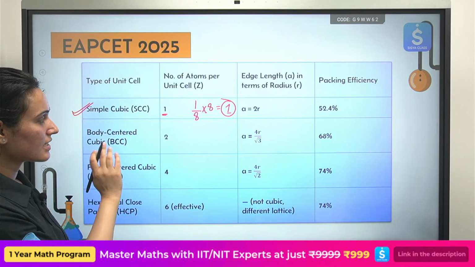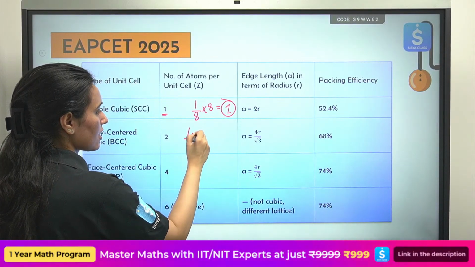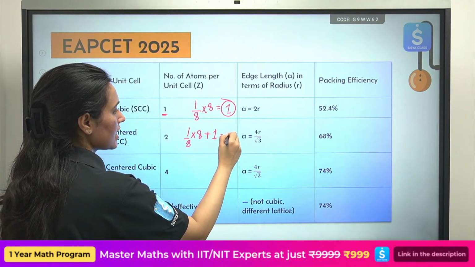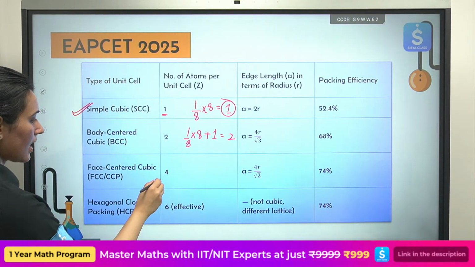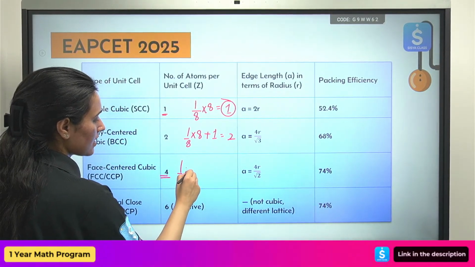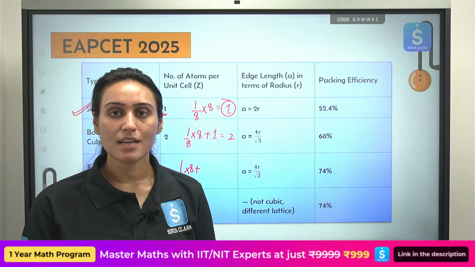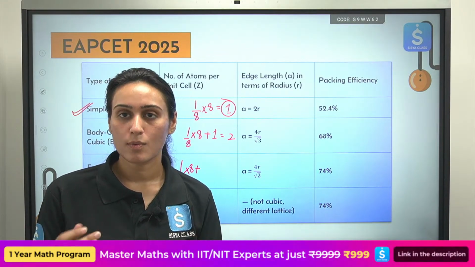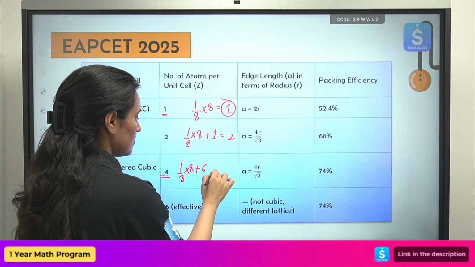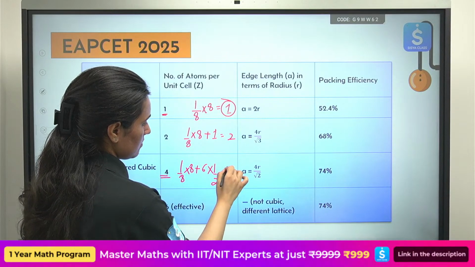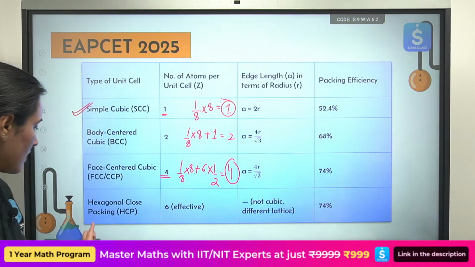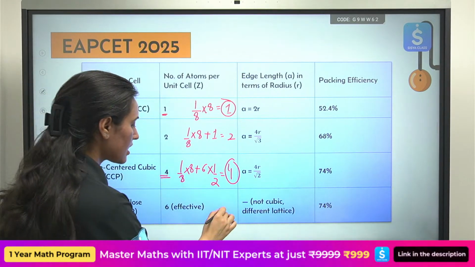What about body centered cubic? We have 8 atoms at the corners and there was 1 atom at the body center. In this case, there were 8 atoms at the corners, 6 atoms at the face center. And what is the contribution at face center? 1/2. Hexagonal close packed, I have already solved it for you.